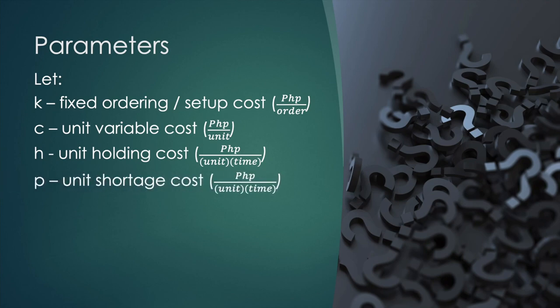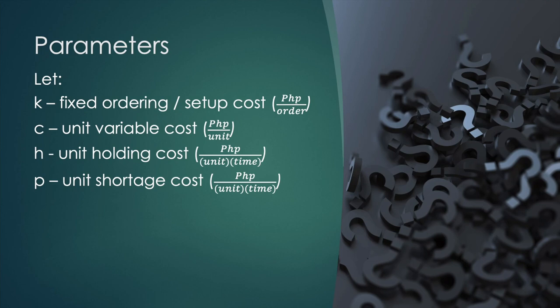Next, the next parameter is called the unit shortage cost. In the same way that the unit holding cost is a cost per unit per time, the unit shortage cost also has the same unit, no? Pesos per unit per time. Although Mortimer Middleman said that in his model he does not allow shortages, there will be some cases wherein the company will allow shortage.